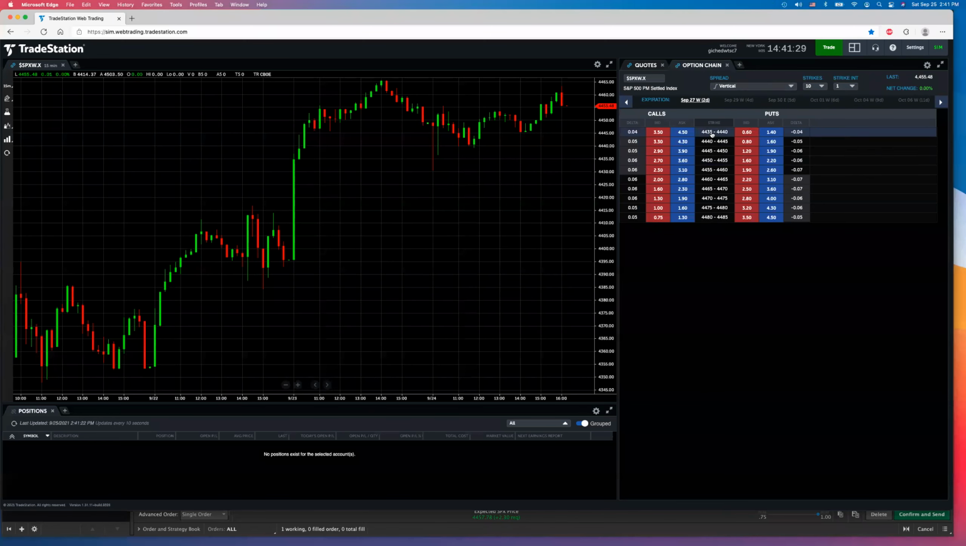Select it and notice that my strikes are now displayed in this column over here. Right now we're looking at 5-point wide spreads. What if you wanted to sell a 10-point wide spread? You'd select strike interval, you'd choose 2. Notice that now I have 10-point wide spreads.